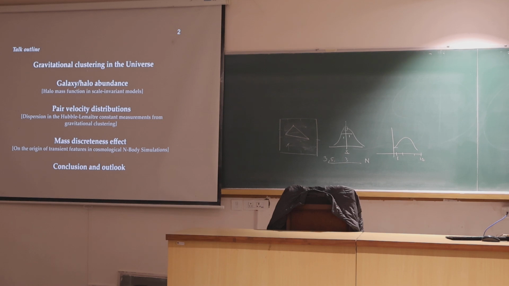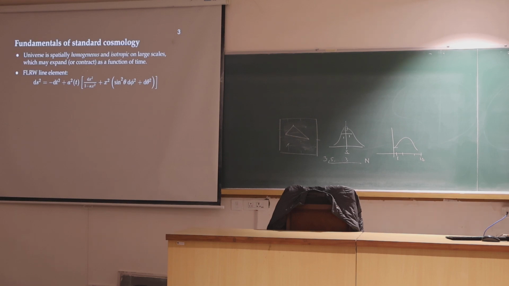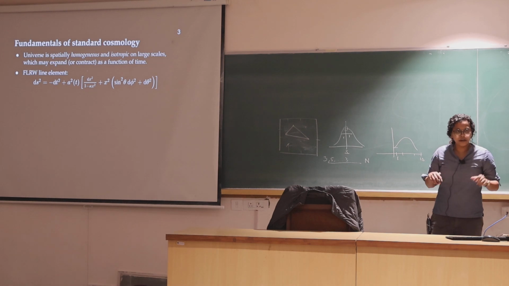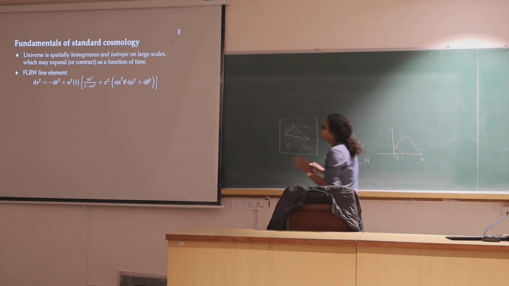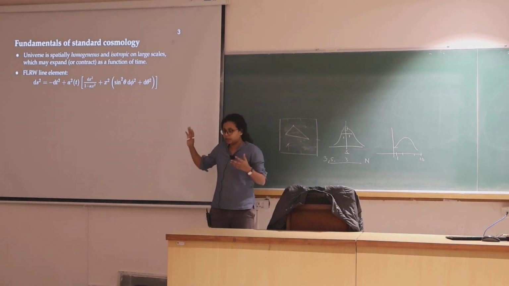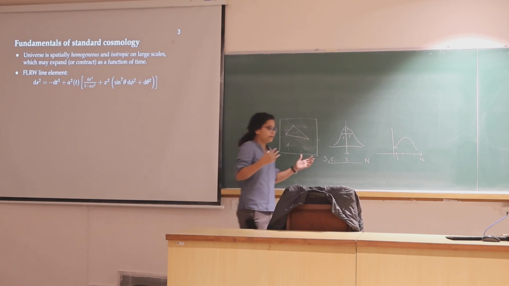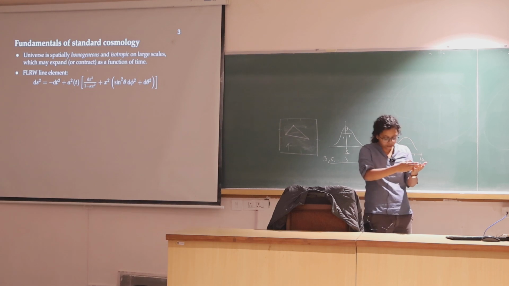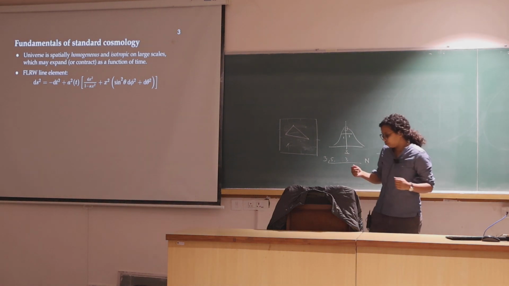So for now, let us just establish some basics for how this works. We will not go into further detail on GR, but I will try to give you what it is. It is assumed that the universe is spatially homogeneous and isotropic. When you say homogeneity, on what scale it is homogeneous, that you have to figure out.